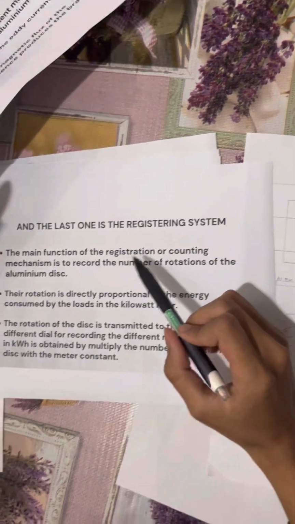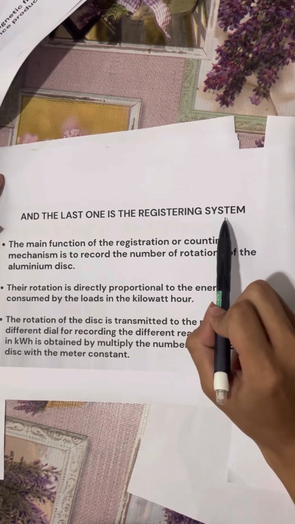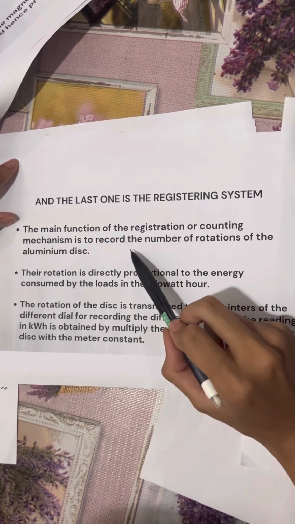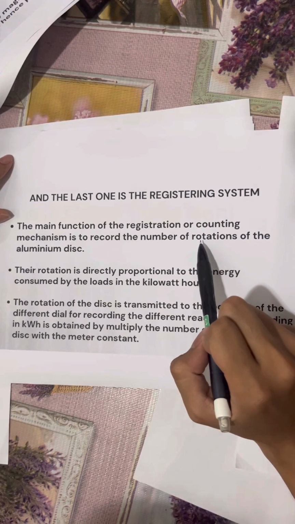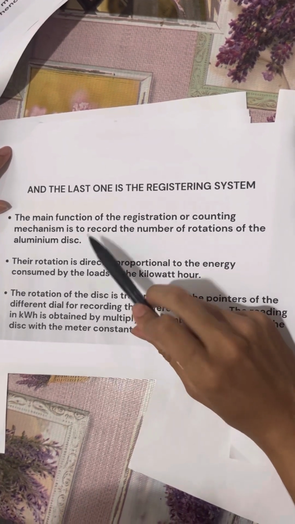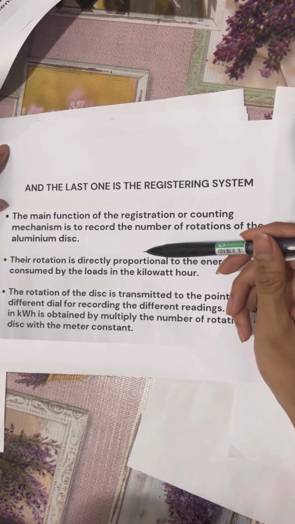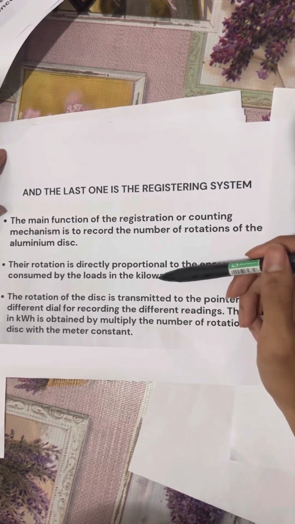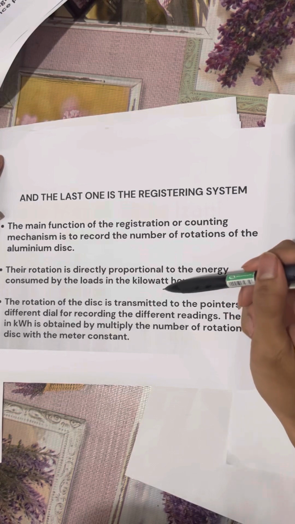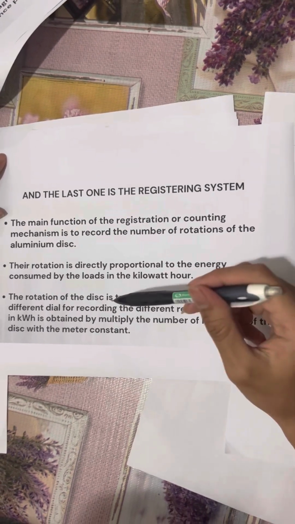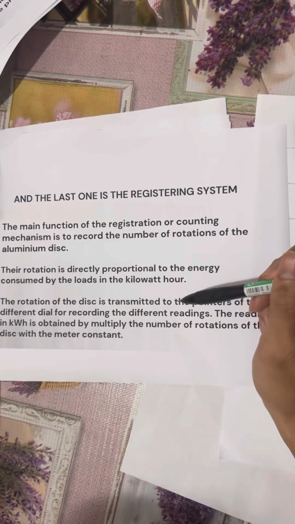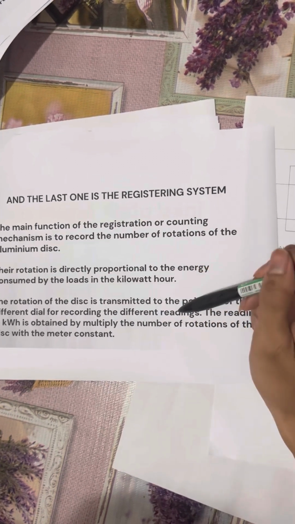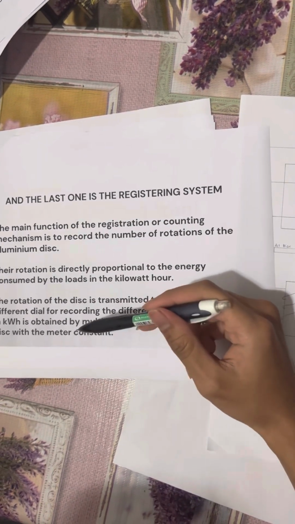And the last system is the registering system. The main function of the registration or counting mechanism is to record the number of rotations of the aluminum disc. Their rotation is directly proportional to the energy consumed by the loads in kilowatt hours. The rotation of the disc is transmitted to the pointers of the different dials for recording the different readings. The reading in kilowatt hours is obtained by multiplying the number of rotations of the disc with the meter constant.